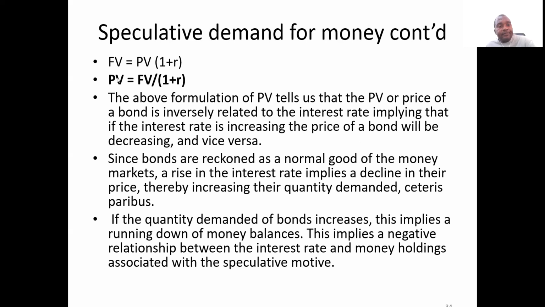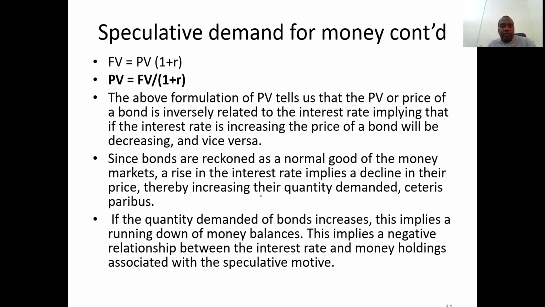As you can realize, there is an inverse relationship between PV and 1 plus R, because on the right-hand side, R appears as the denominator, implying a negative relationship between the two. If we hold FV constant and you increase R, it will reduce the resultant PV, ceteris paribus. So the formulation above simply tells us that PV, or the price of a bond, is inversely related to the interest rate, meaning that if the interest rate is increasing, the price of a bond will be decreasing, which is its present value.